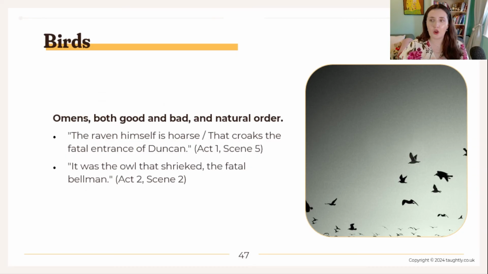Likewise, we have got the motif of birds. So birds represent omens, like a sign, a signal, both good and bad omens, and they also represent the natural order. So for example, Lady Macbeth says, "The raven himself is hoarse that croaks the fatal entrance of Duncan." Raven meaning a black bird. So the raven will be hoarse, his voice will be sore when Duncan enters the castle. And during Duncan's murder, we hear that apparently an owl shrieked. So the owl represents the natural order, showing that something has been disrupted here.